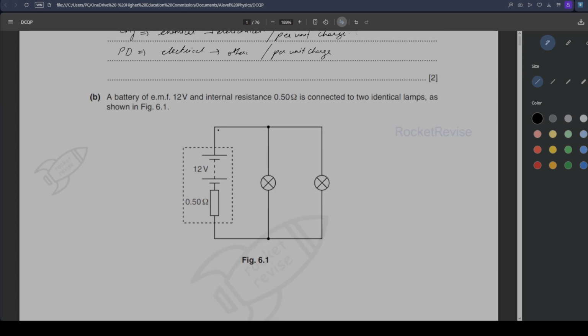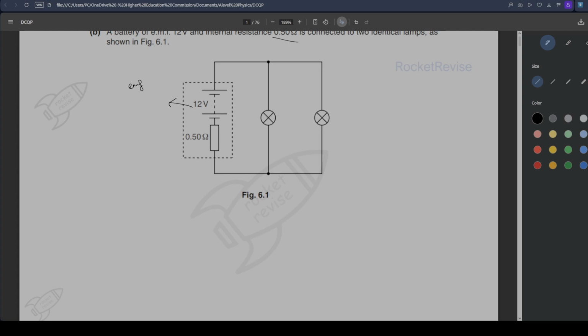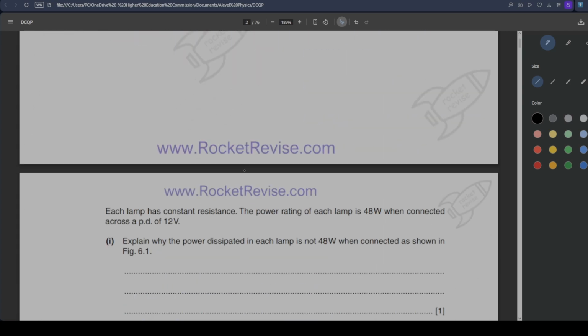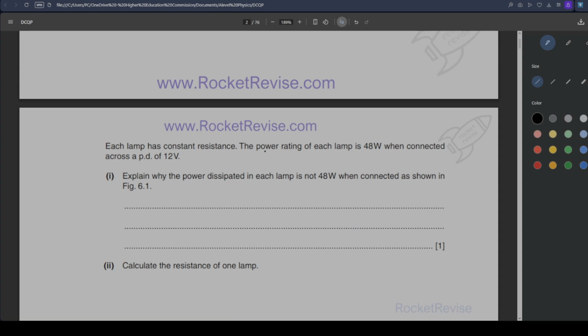And now we have a circuit with an EMF of 12 volts and an internal resistance of 0.5 ohms. It is connected to two identical lamps as shown in figure 6.1, and these lamps are in parallel. Each lamp has a constant resistance. The power rating of each lamp is 48 watts when connected across a potential difference of 12 volts. Explain why the power dissipated in each lamp is not 48 watts when connected as shown in figure 6.1.